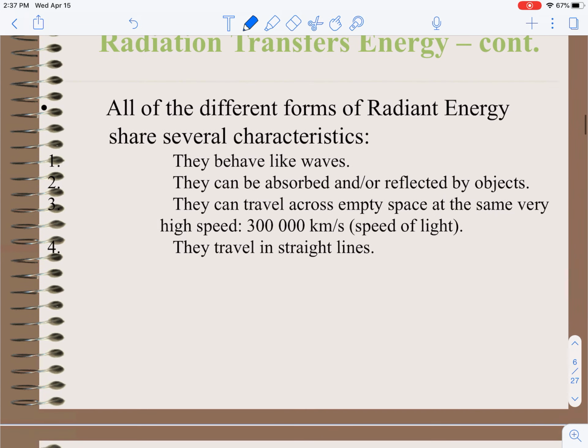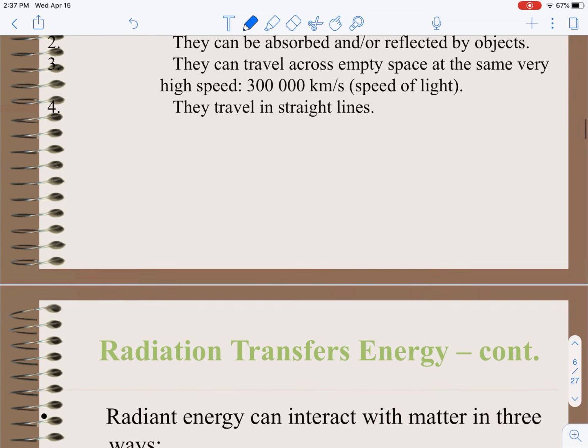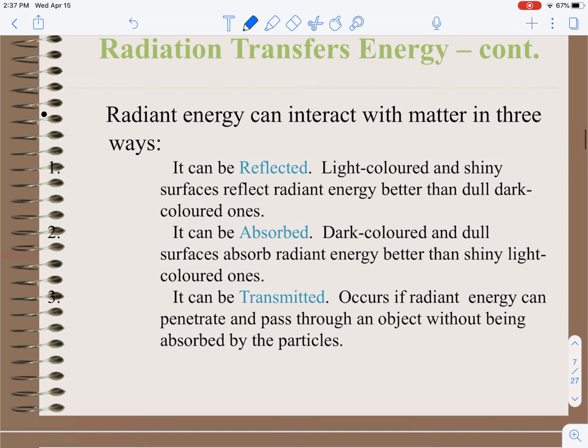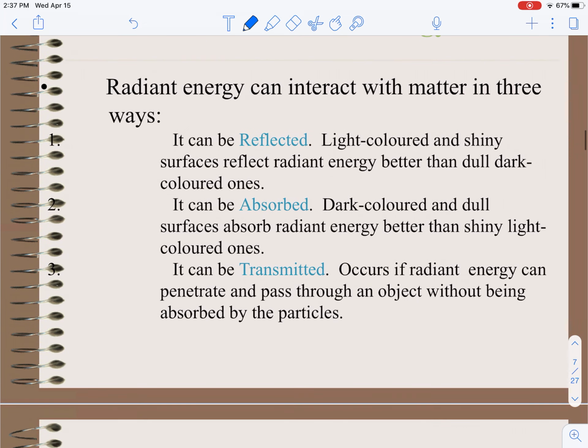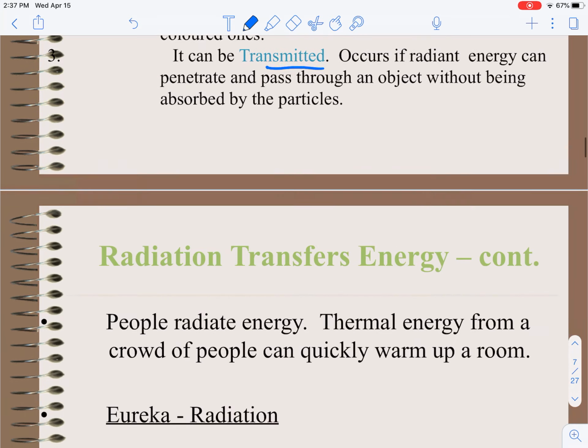All radiant energy can act as waves, be absorbed or reflected, and travel in straight lines across empty space at the speed of light. So, 3 ways that radiant energy can behave is that it can be reflected, it can be absorbed, or it can go right through something and be transmitted.